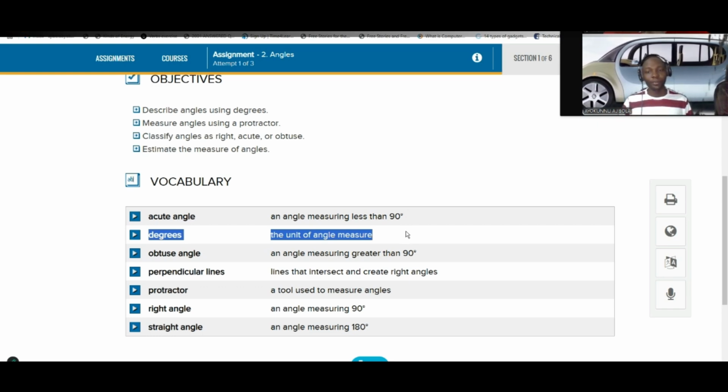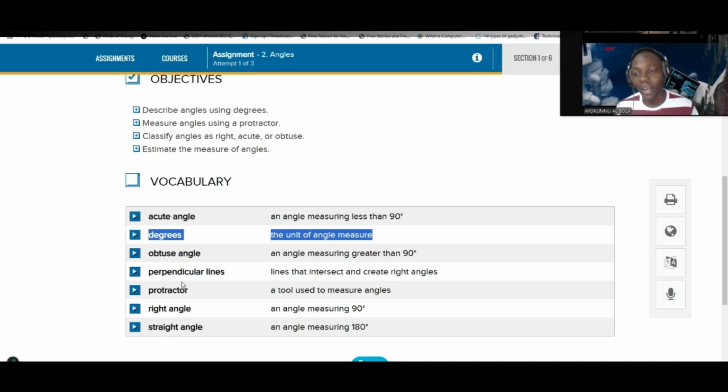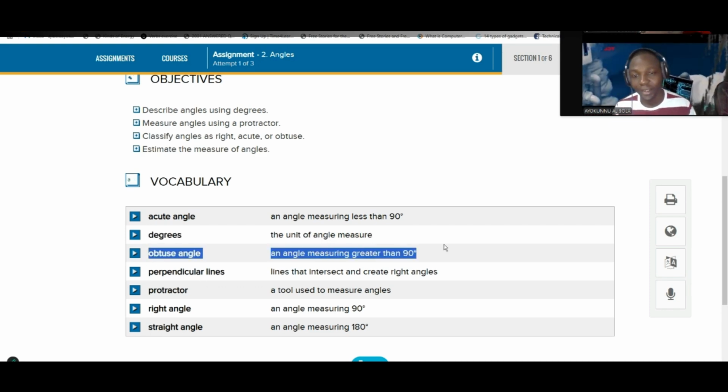Just read. The unit of angle measure is degree. Read the next one.